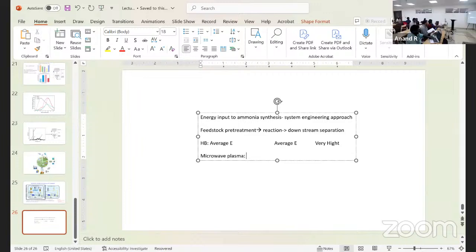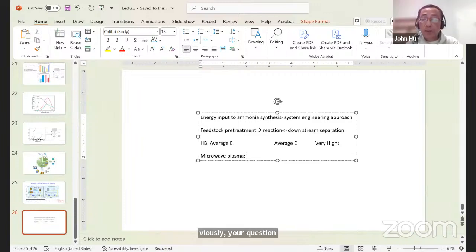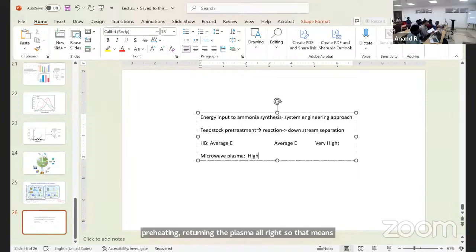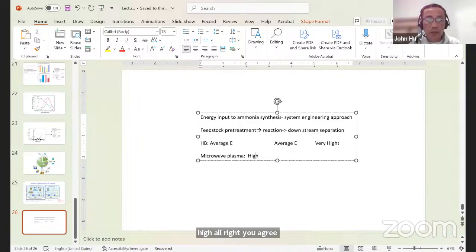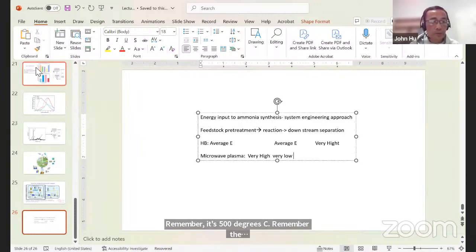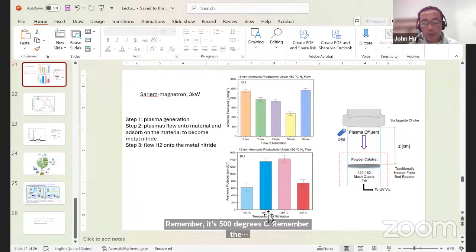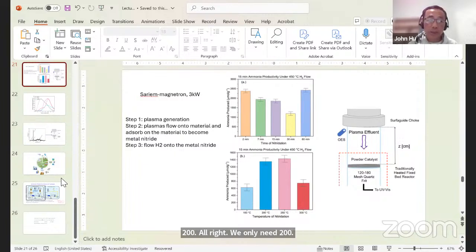Now obviously your question is, so we spend the energy to pre-treat feedstock, not just preheating, we turn it into plasma, all right? So that means feedstock pretreatment is high. You agree? Reaction, I can say probably very high, because you have to elevate the energy. What about the reaction? Very low, all right? Remember Haber-Bosch is 500 degrees C. Remember how much the temperature we have? 200, all right? We only need 200. Follow me? So that's energy saving.